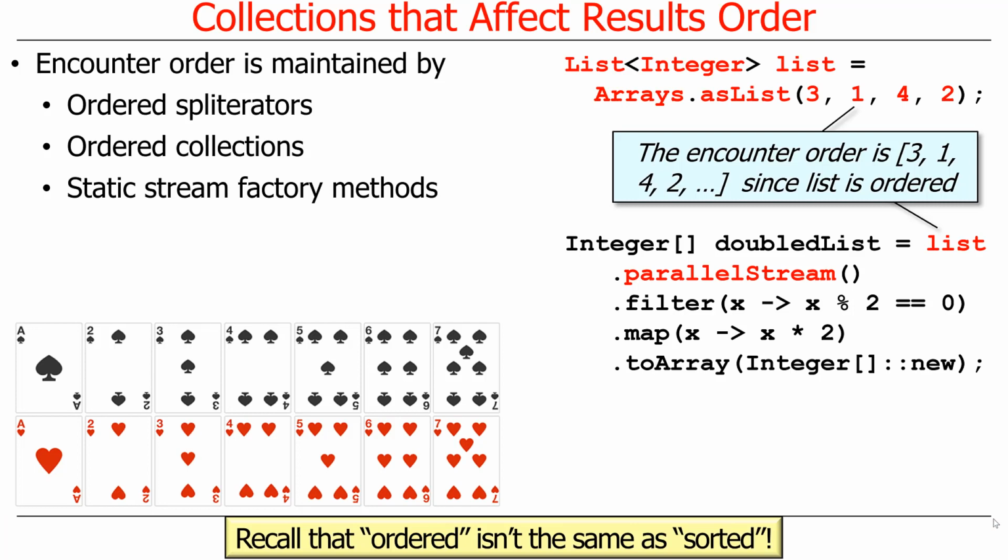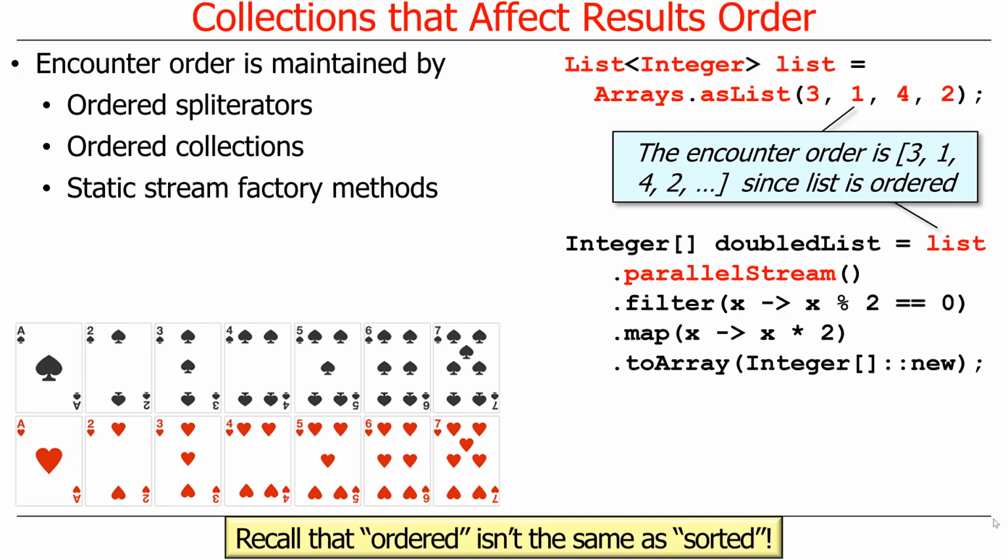So here's an example where we're going to make ourselves an array list of elements in the order 3, 1, 4, 2. So that's the encounter order. The encounter order is 3, 1, 4, 2, and that's because an array list is ordered. Now don't confuse ordered with sorted. Those are two different concepts in streams. Ordered just means the first location, location 0, is 3. The second location, location 1, is 1. The third location, which is index 2, is 4, and so on. That's the encounter order. And an array list is ordered.